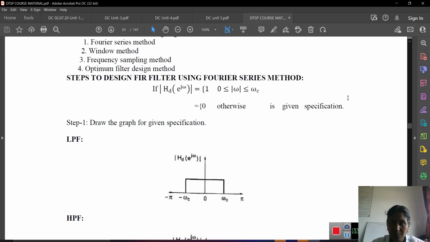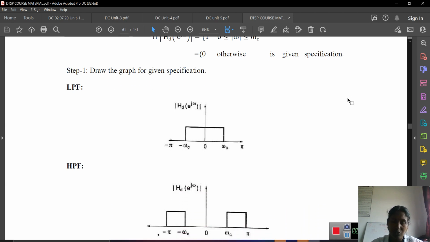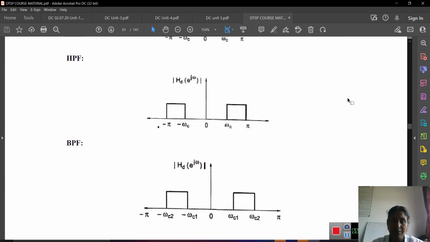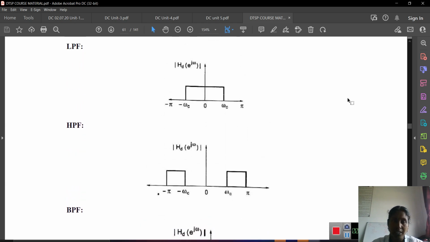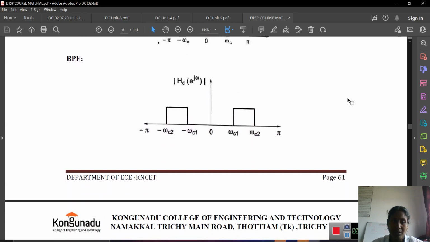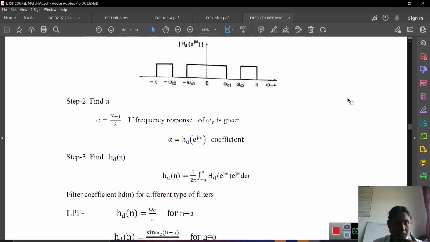If H_d(e^jω) equals 1 for 0 ≤ ω ≤ ω_c, and 0 otherwise, is the given specification. Step 1: draw the graph for the given specification. So we have LPF, HPF, BPF and BSF. Likewise we have a diagram: the LPF diagram, then the HPF, then the BPF, band pass filter, then the band stop filter. Likewise we have the idea. This is the first one.